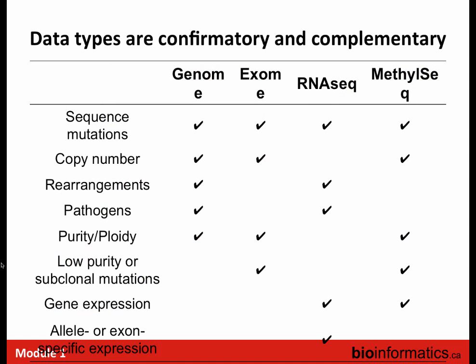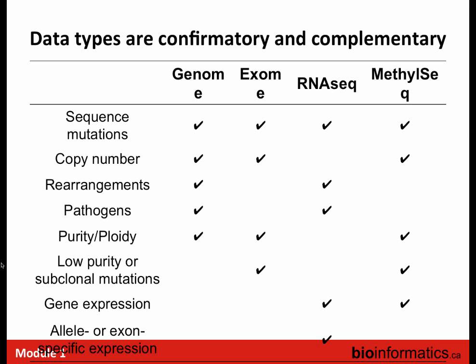This slide got a little bit scrambled, but this is really just a summary of what I've just talked about, how these data types can be confirmatory and complementary. In this case, using genome, exome, RNA-seq, or methyl-seq, which is the readout for epigenetic analysis, and the power in generating multiple different types of genome data from the exact same sample. If you're interested in sequencing mutations, you can use exome, genome, or RNA sequencing data, as well as methyl-seq if you're lucky enough not to have a mutation at a methyl-C.